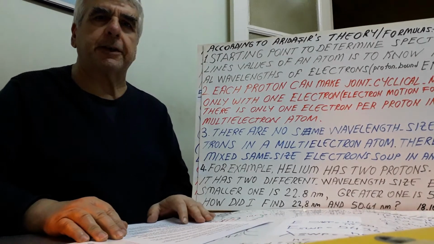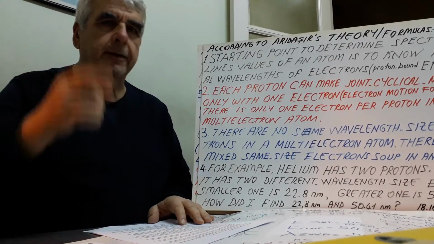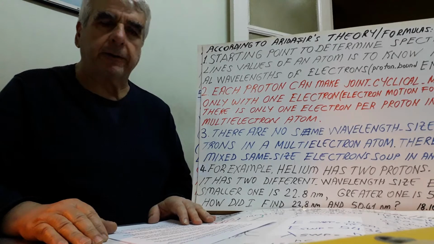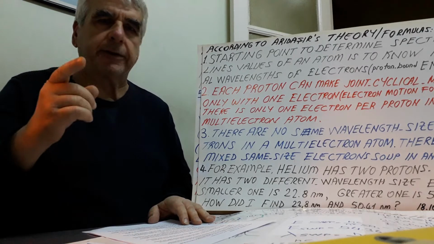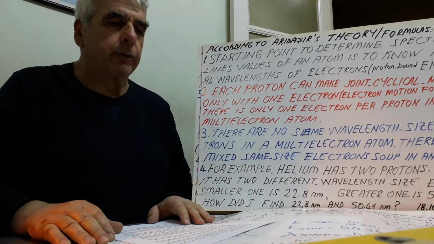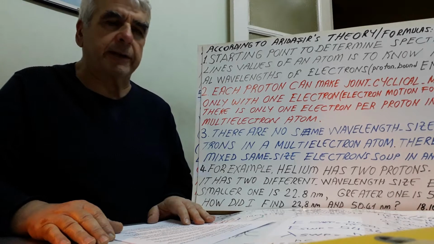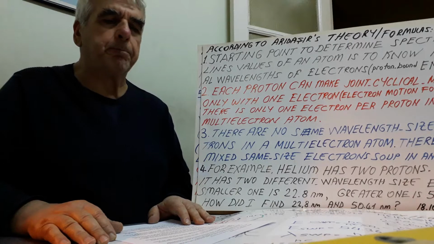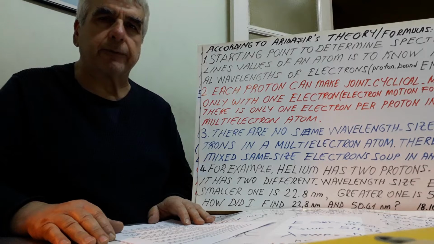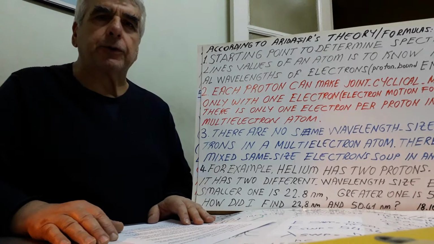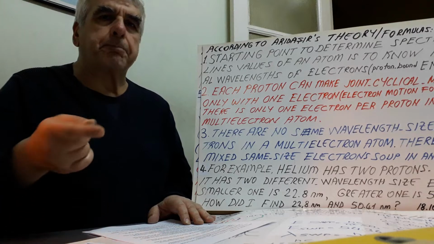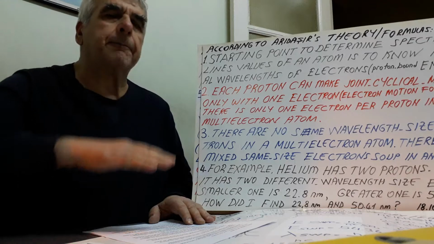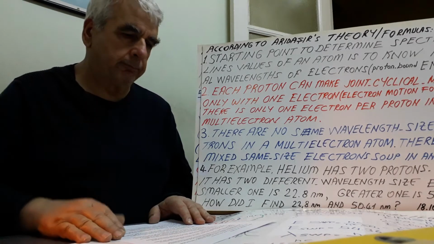According to my theory and my formulas. 1. Starting point to determine spectral values of an atom is to know its initial wavelengths of proton-bound electron motion forms. I advise you to watch my previous video. In fact, all of my videos step by step.